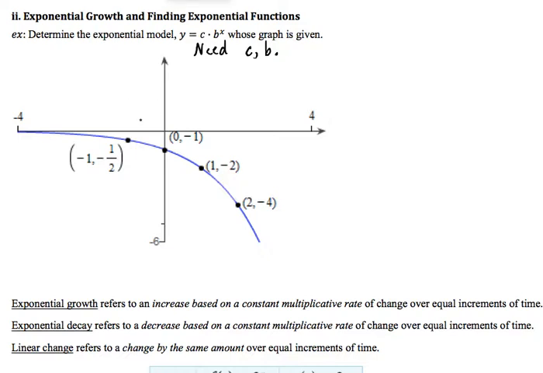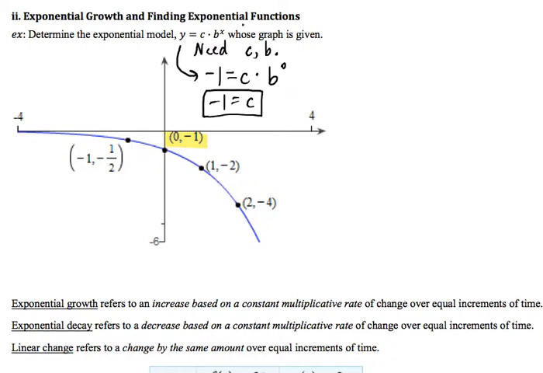And we're going to do that by plugging in any of these points, any two of these points actually. So I'm going to go with some easy points to make this simple. (0, -1) is an easy one to plug in. So if we plug in (0, -1) into that function right there, when x is 0, y is -1, so we have -1 equals c times b to the 0, and b to the 0 is equal to 1, so that tells us that c is -1.